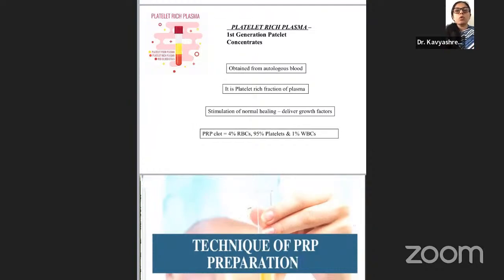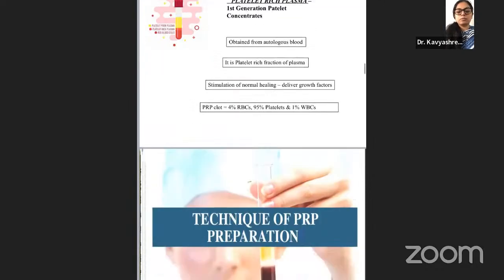Once the whole blood is obtained, we centrifuge the blood. It is obtained from the autologous blood. It is a platelet-rich fraction of plasma, which helps in the normal healing process by delivering the growth factors. It contains 95% platelets, 4% RBCs, and 1% WBCs.